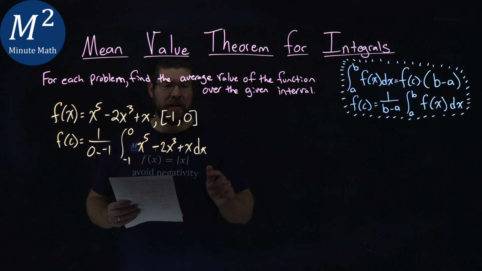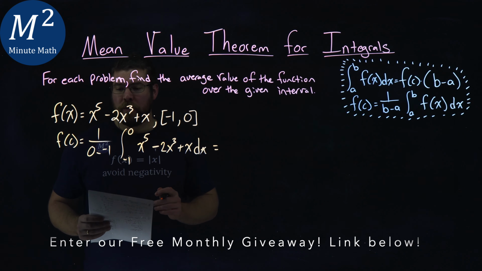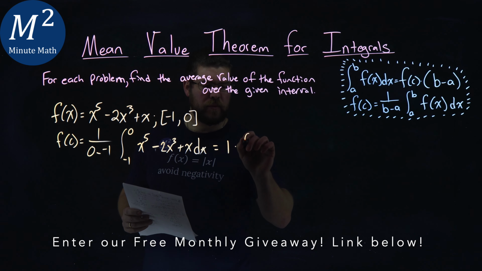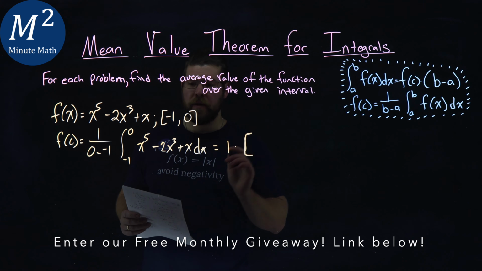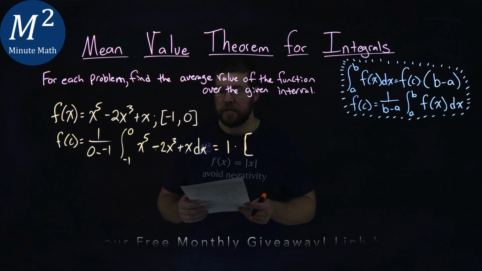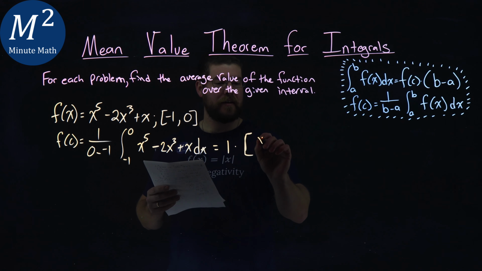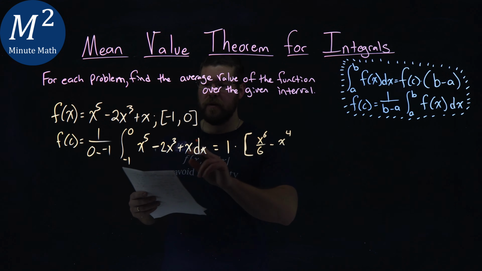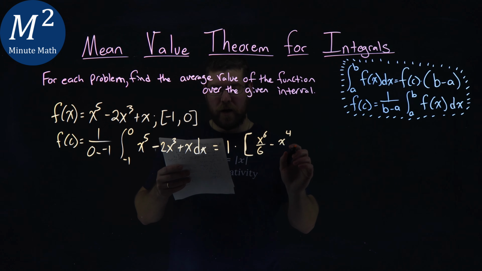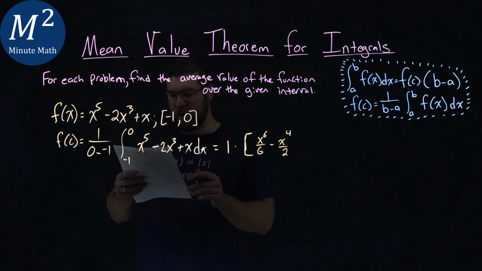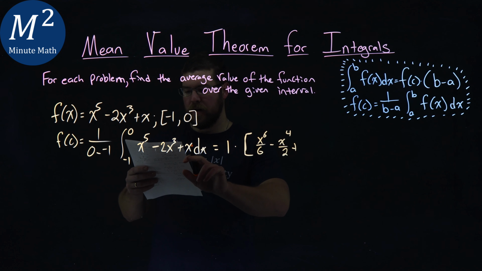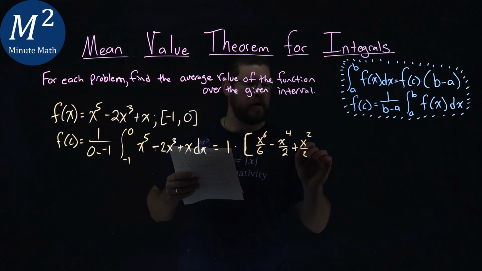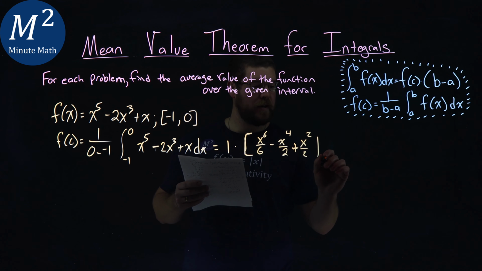Let's simplify this. 1 over 0 minus -1 is 0 plus 1, so we just have a 1 up front, multiplied by brackets here. The integral of x to the fifth minus 2x to the third plus x is x to the sixth power over 6, minus the integral of this part, x to the fourth power over 2, plus the last part integral, x squared over 2. And we're integrating this from -1 to 0.